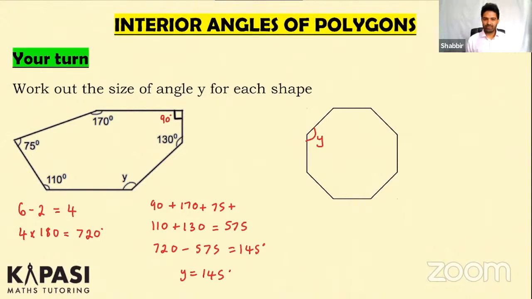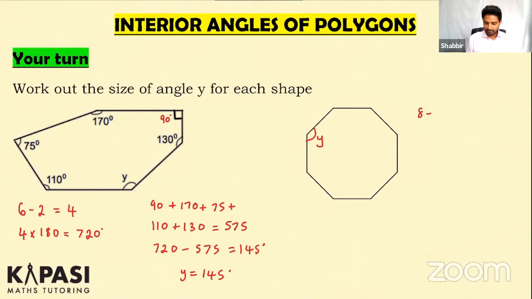Let's have a look at this next one then. How do we work this one out? Because it's only given us that one angle. Now this is a regular shape because all the sides are the same. It's 1, 2, 3, 4, 5, 6, 7, 8. It's an octagon. It's a regular octagon, which means not only will all the sides be the same, but all the angles will be the same. So I could label all of these as y's. They're all the same.